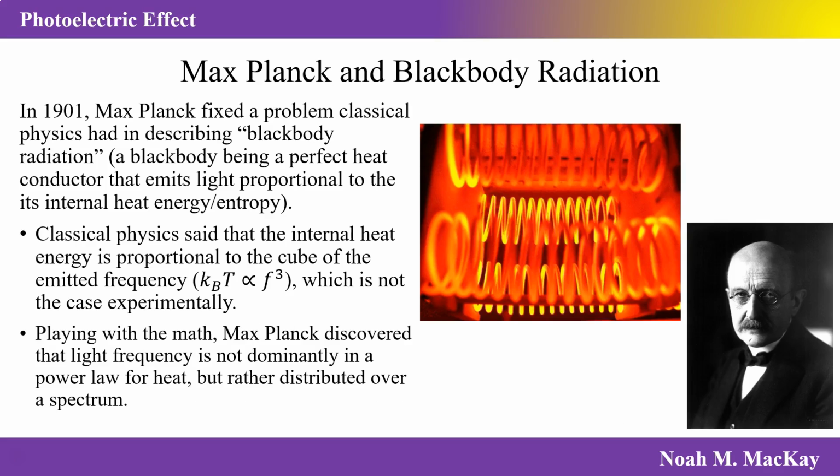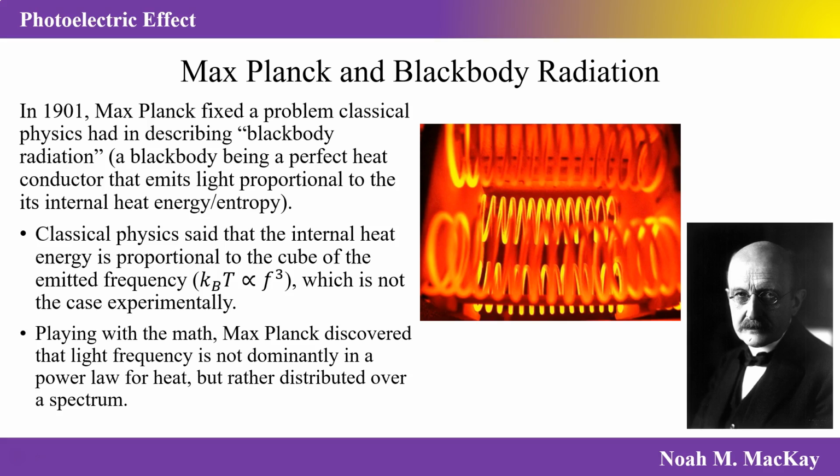But in order to understand it in a theoretical sense, we need to look at a different topic, and that's called black body radiation. A year earlier, in 1901, Max Planck solved a problem that classical physics had: the black body radiation. A black body is a perfect heat conductor that emits light energy proportional to its internal heat energy.